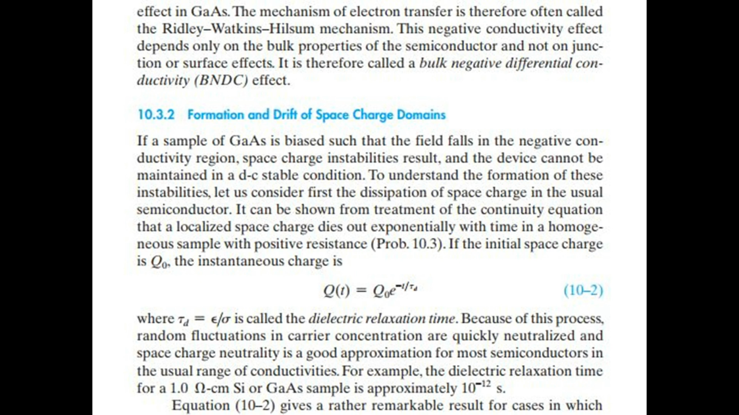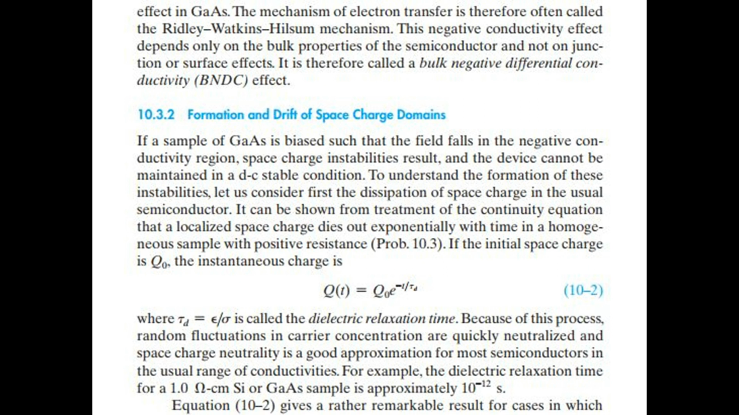If a sample of gallium arsenide is biased such that the field falls in the negative conductivity region, space charge instabilities result, and the device cannot be maintained in a DC stable condition. To understand the formation of these instabilities, let us consider first the dissipation of space charge in the usual semiconductor. It can be shown from treatment of the continuity equation that a localized space charge dies out exponentially with time in a homogeneous sample with positive resistance.